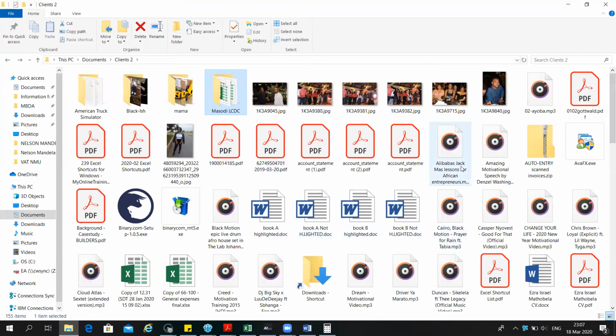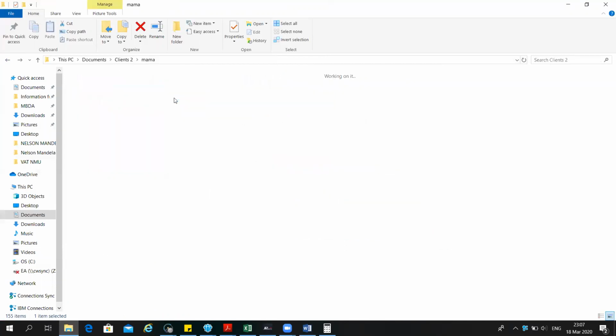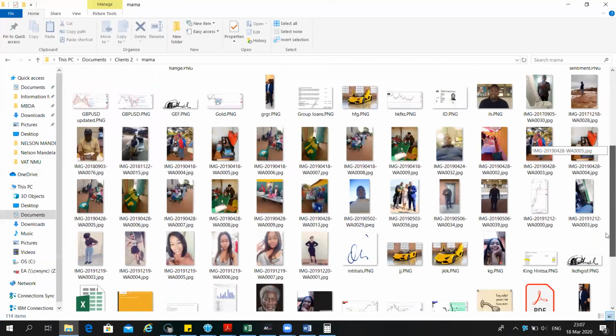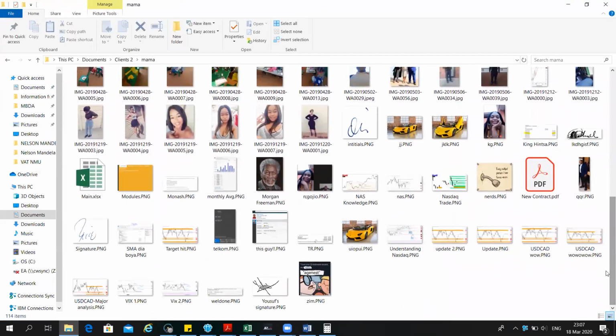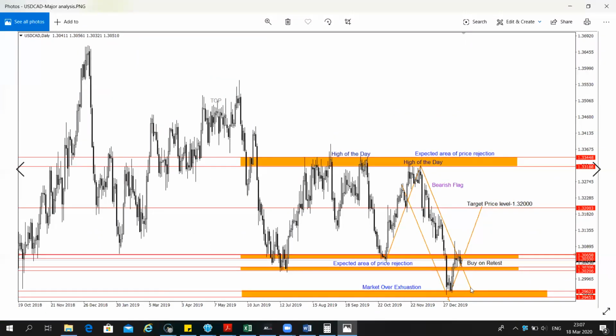oh, by the way, we do plan. We plan when we trade. That's why you saw it well there. When I was analyzing, I analyzed USD CAD. As you can see here, this is my analysis.